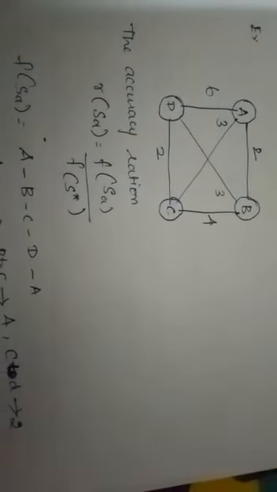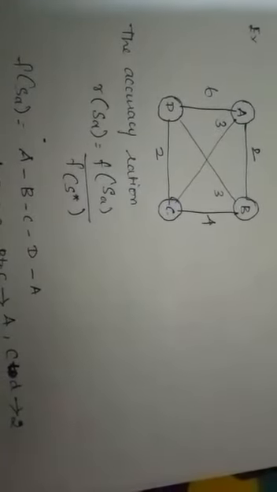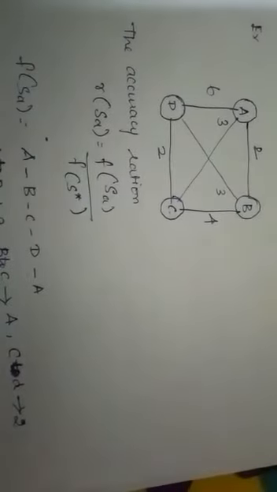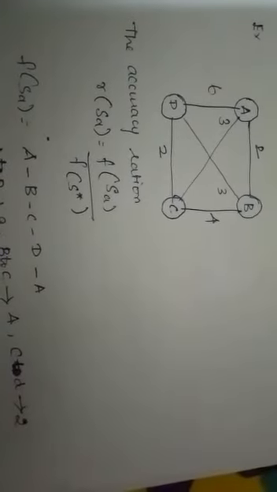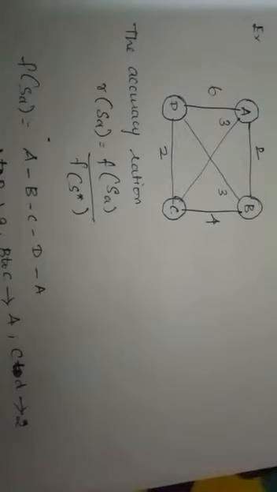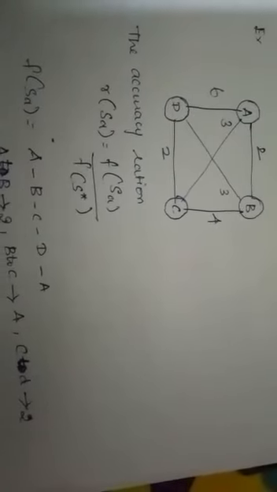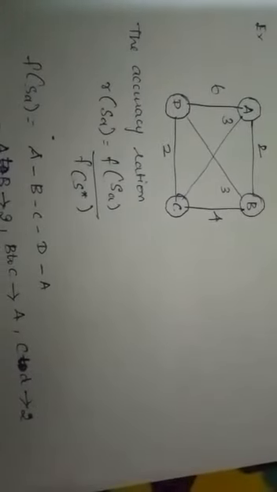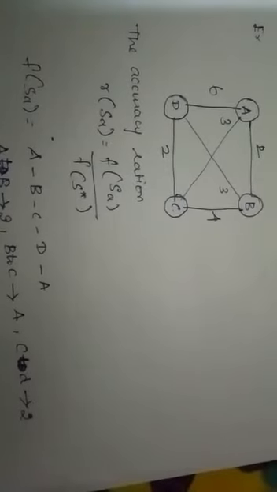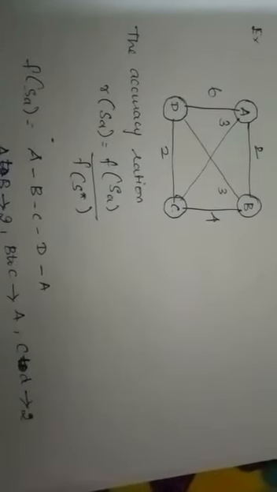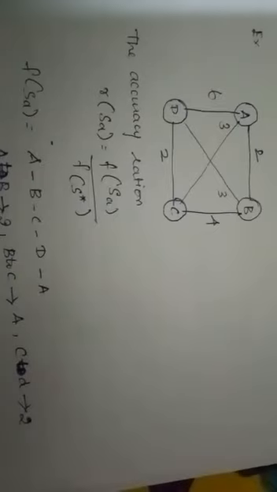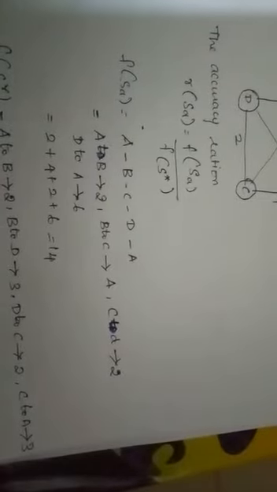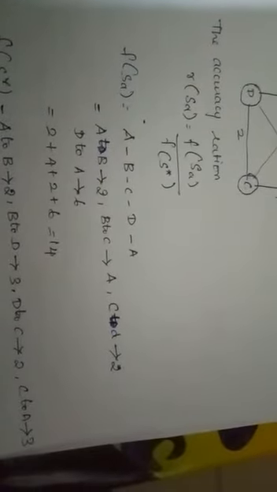Starting from A to B, B to C, C to D, D to A. In any path you can travel. This is an approximate one only, so we can follow the node-wise count: A to B, B to C, C to D and D to A. So 2 plus 4 plus 2 plus 6, we can get the value 14.